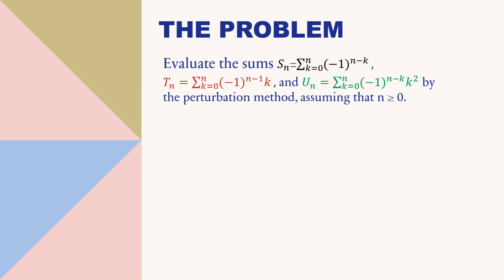Chapter 2, problem 21. I feel like just reading the problem is going to take the longest. Evaluate the sums: S sub n equals the sum of (-1)^(n-k) as k goes from 0 to n, comma. Then T sub n equals the sum of (-1)^(n-1) times k, k goes from 0 to n, comma as well. And then we also have the sum of (-1)^(n-k) times k squared as k goes from 0 to n, and that is equal to u sub n, by the perturbation method, assuming that n is greater than or equal to 0.